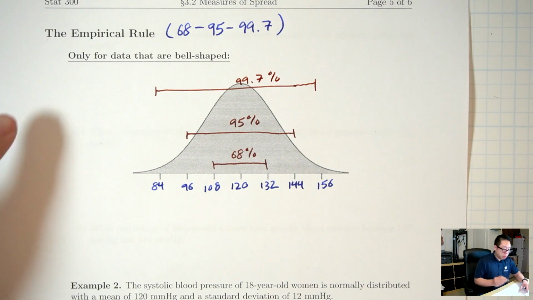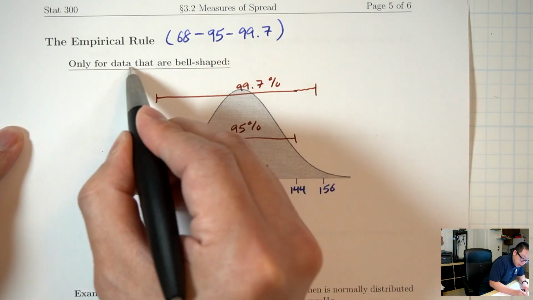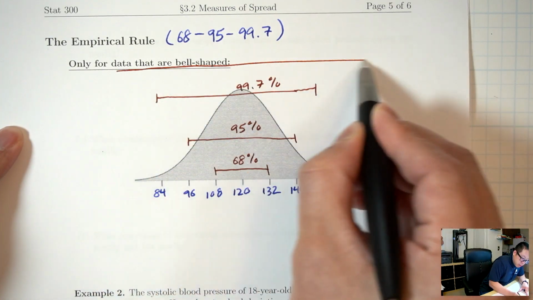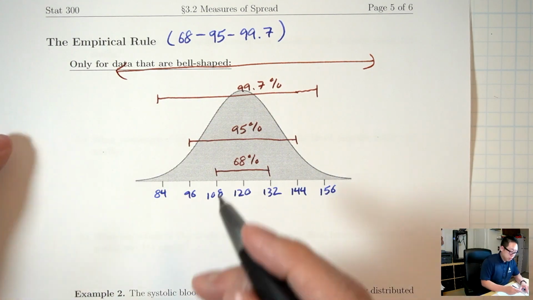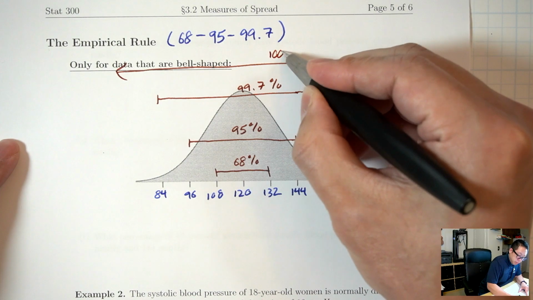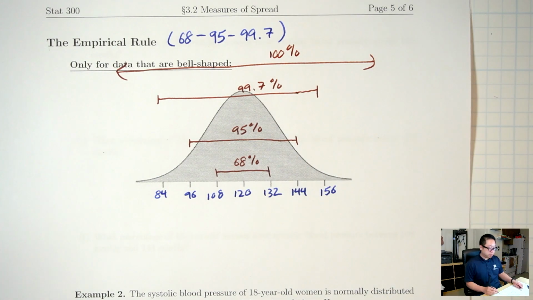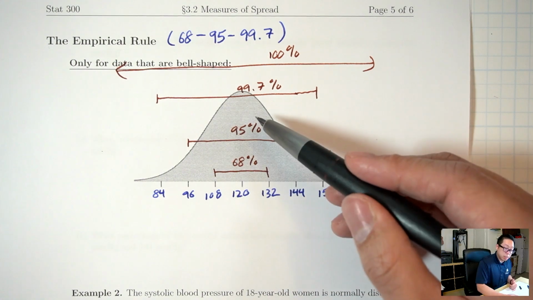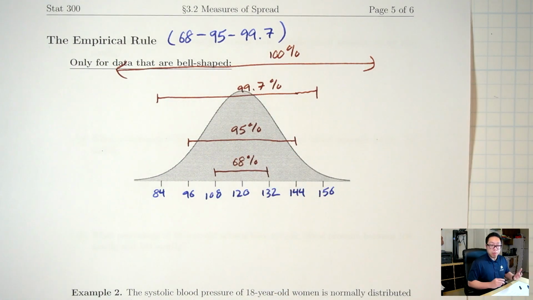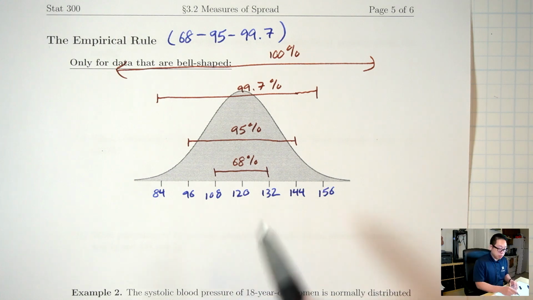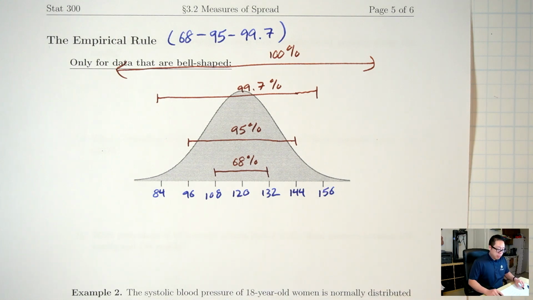And then I'm going to add one more number, which is everything. So everything, all the way to the left, all the way to the right, is 100% of your data. Okay, and this applies to any data that looks like this. The 68, 95, and 99.7 is going to be the same for every data that looks like this. Okay. Now, I'm going to add some more numbers here.